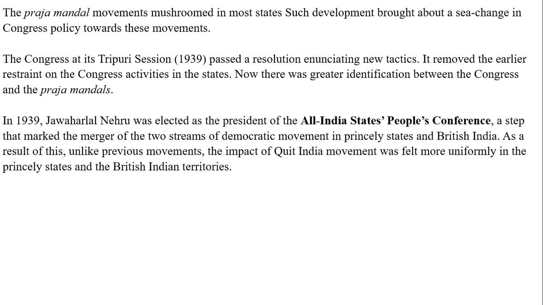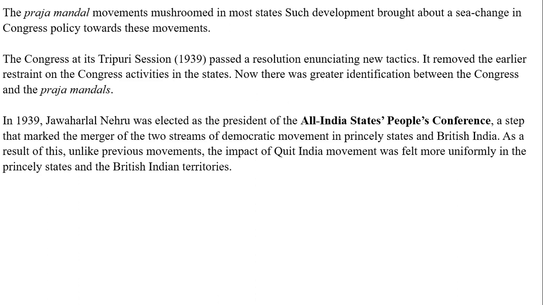And what was good about it, like now in 1942, as you know, the Quit India movement was going to take place. So basically, such kind of movement, now everybody could join because of this kind of resolution. So in 1939, Jawaharlal Nehru was elected as All India States People's Conference president also. That is the Tripuri session.